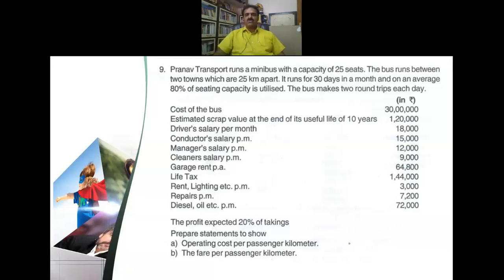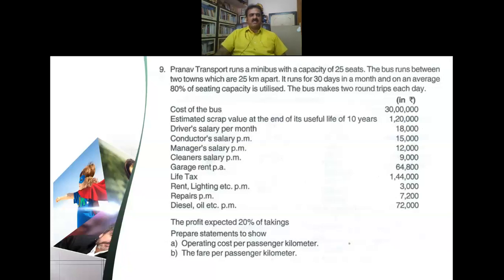The bus makes 2 round trips a day. That means 25 kilometers into 2 into 2, which is what you need to calculate for the total number of kilometers. 25 kilometers on one side, so both sides come to 25 into 2, 50 kilometers. For 2 round trips, 50 into 2, 100 kilometers. This is the total kilometers run by this particular bus.